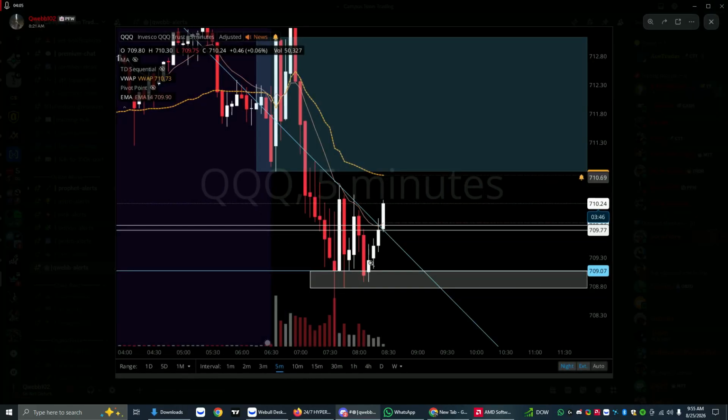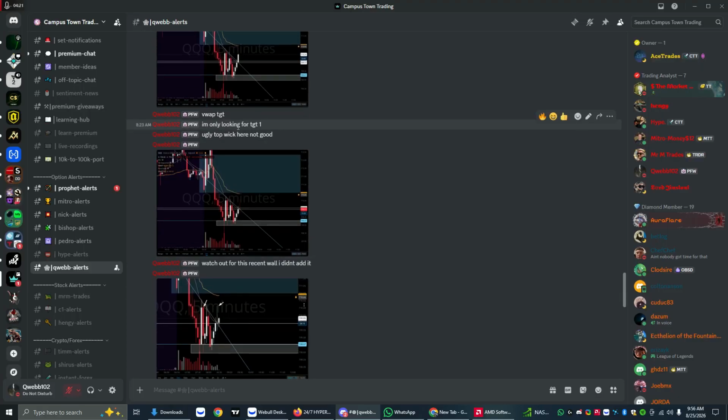Then here's an update. Interaction soon, we get the break above, come back down to retest. This is the 5-minute to 1-minute: touch the trend line, get your entry, and then go. I'm only looking for target 1, and there's a reason for that I'll tell you about later, but I was only looking for target 1.